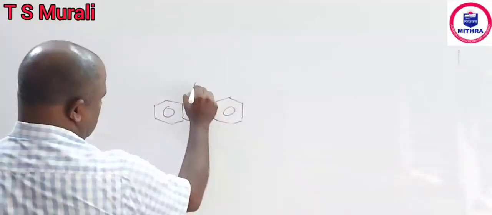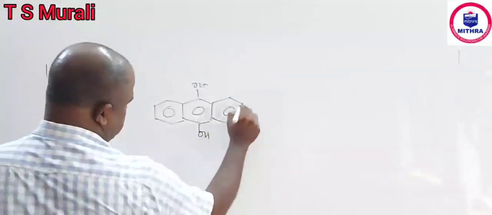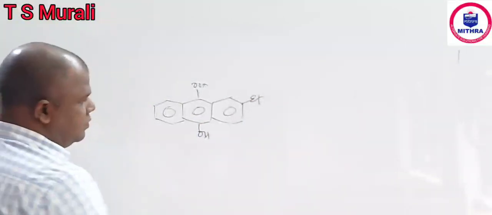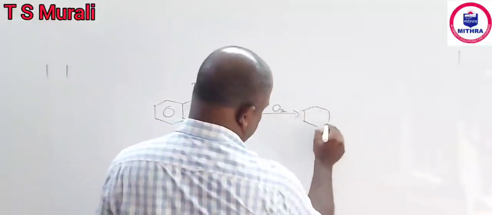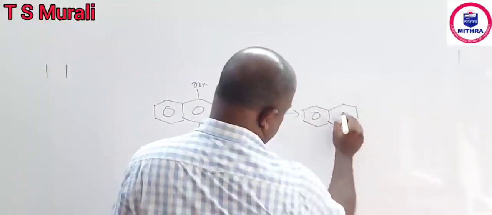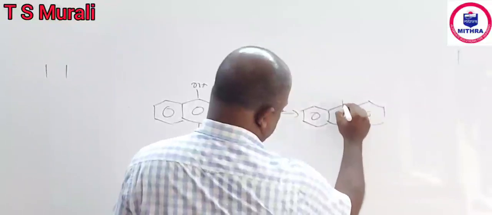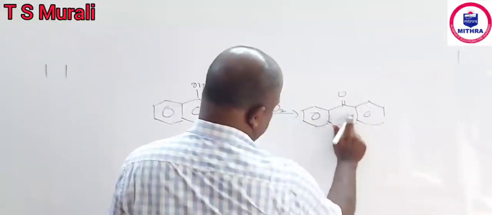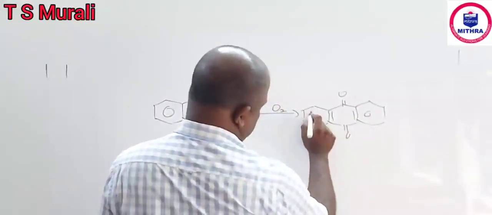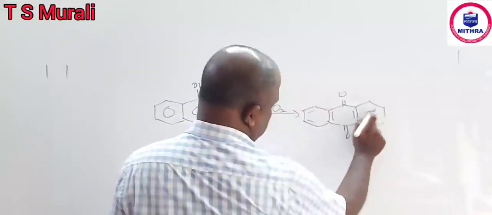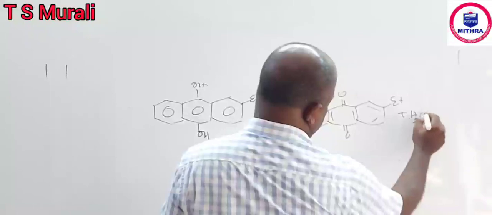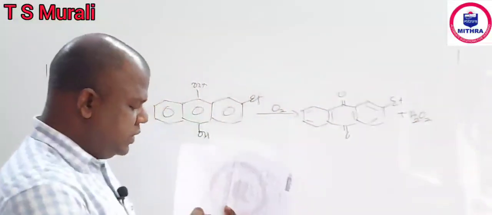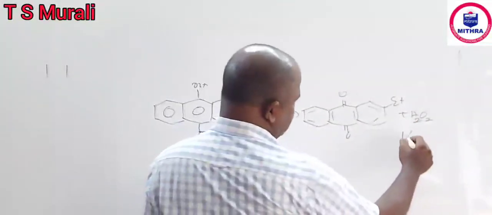Do you know the structure of 2-ethyl anthraquinone? OH, Et. When it is treated with air, that is sufficient. It becomes the quinone, plus H2O2. That is the reaction. Actually, this H2O2 is only 1%.